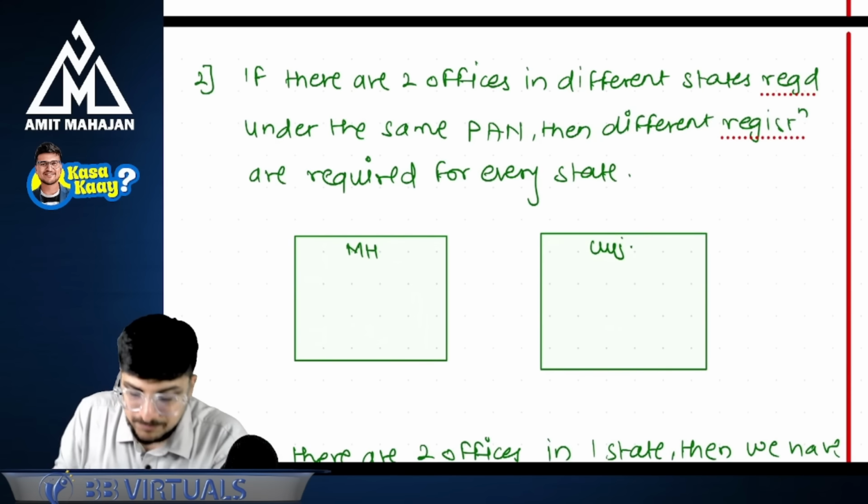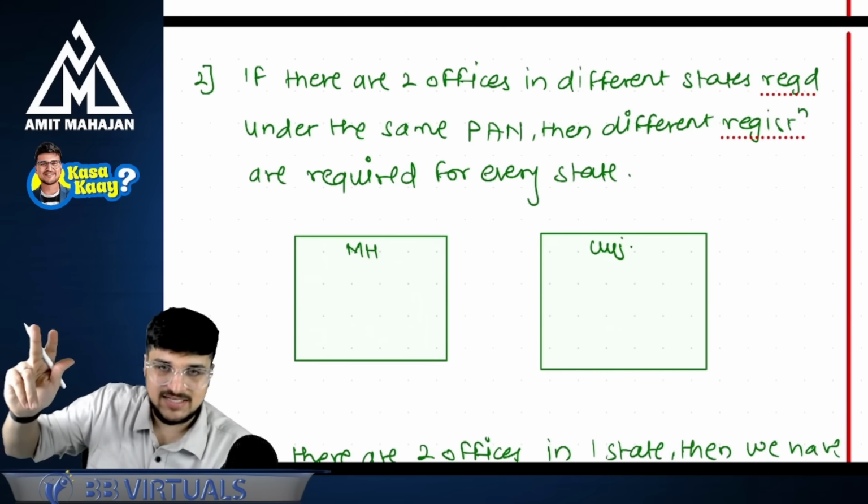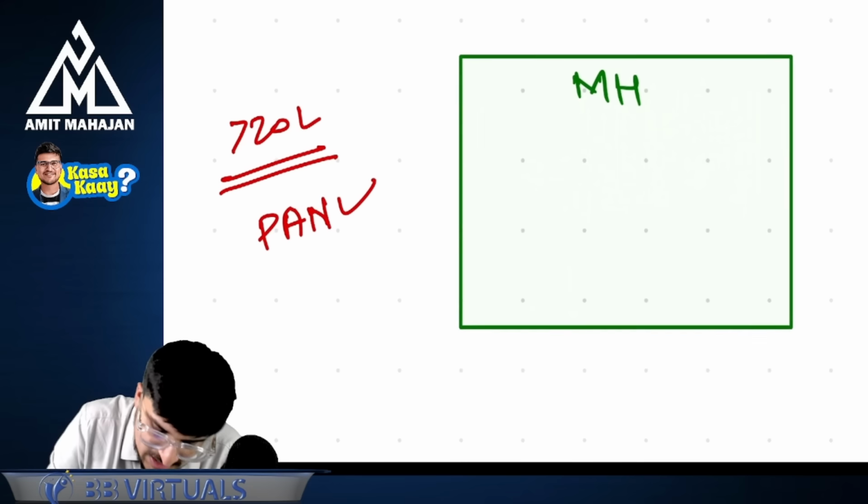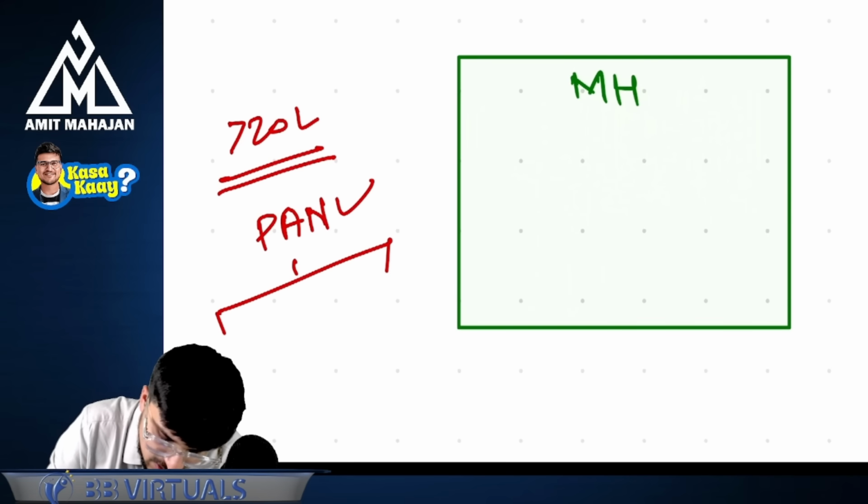Now please understand, if there are two offices in different states registered under the same PAN, see, PAN will be one. You must have heard that if turnover crosses 20 lakhs, then you have to take a registration. Now, what is the meaning of turnover? For every state, does this turnover need to be considered? No. For every PAN, this turnover needs to be considered. This PAN can have multiple offices, one in Maharashtra, one in Gujarat.